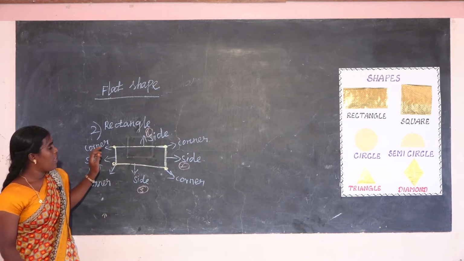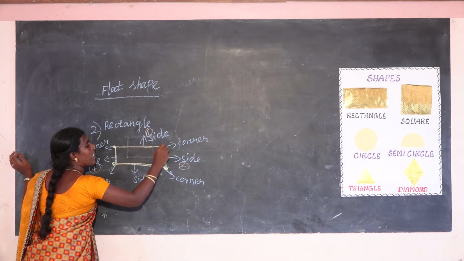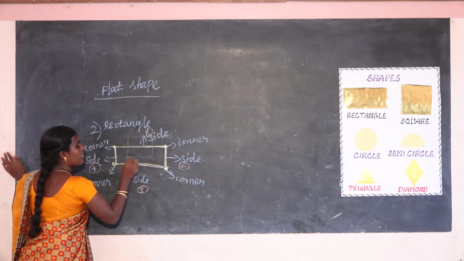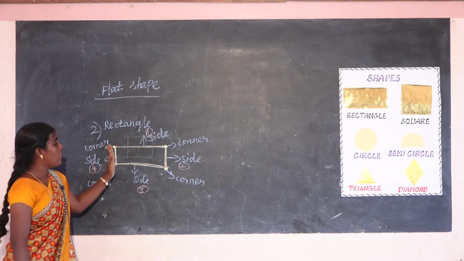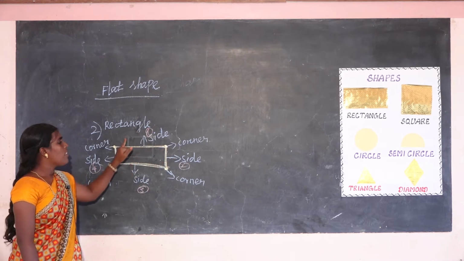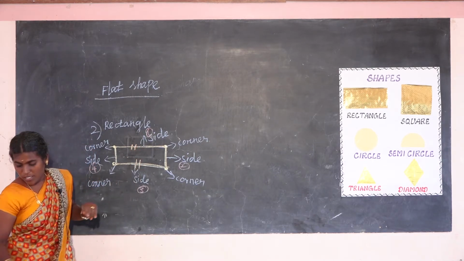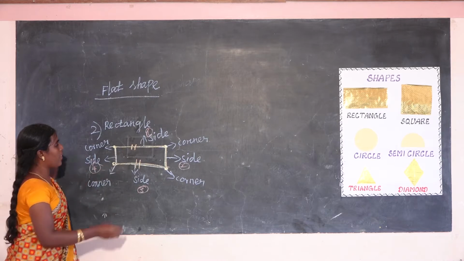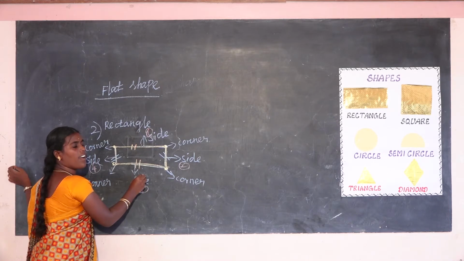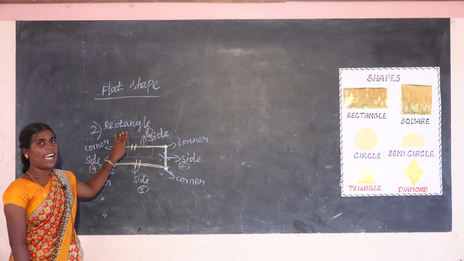You see here the length. Up and down, the length is the same, but on the left and right, the two lines are unequal. That length is long, but that is shorter. So opposite sides are equal in a rectangle. See here, opposite sides are equal, length and breadth. So that is called a rectangle.